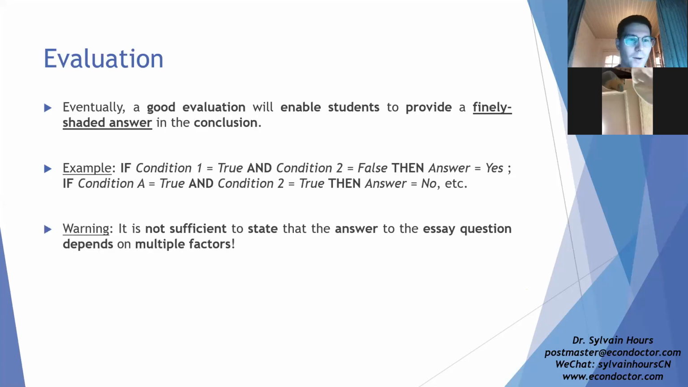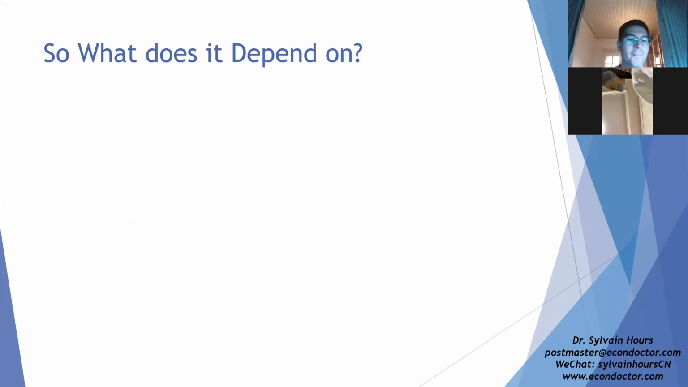And of course, something else with lazy students. Sometimes students know that they have to evaluate, but they don't know how to do it, they don't have time, or they don't want to do it. So sometimes they just say, "Overall, the answer to the question depends on many factors." Boom, and they stop here. Of course, there is no content at all, and they will not receive any evaluative marks for that. Yes, the answer depends on multiple factors. Which factors? Why? How does this work? So what does it depend on?